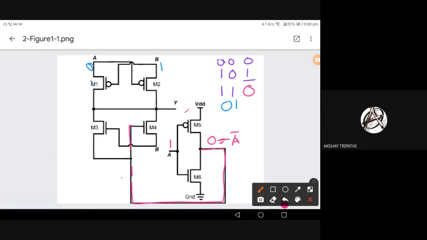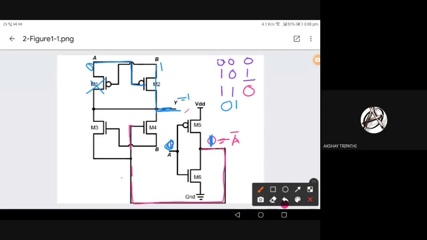So A is 0, B is 1. So definitely M1 will be off because B is 1, but M2 will be on because A is 0. So B is directly going to the output from the top. That means Y equals 1 because B is 1 and M2 is on. Okay. Now let's see the bottom circuit, what logical value we are getting. A is 0, so A bar equals 1 for the bottom circuit.